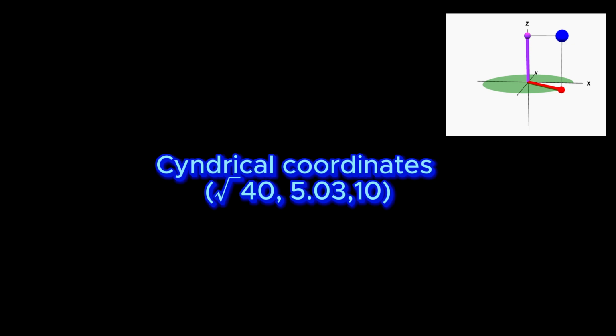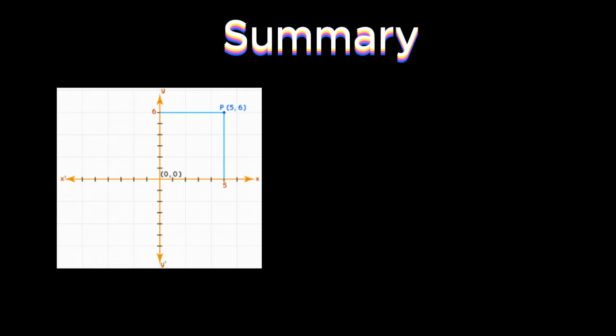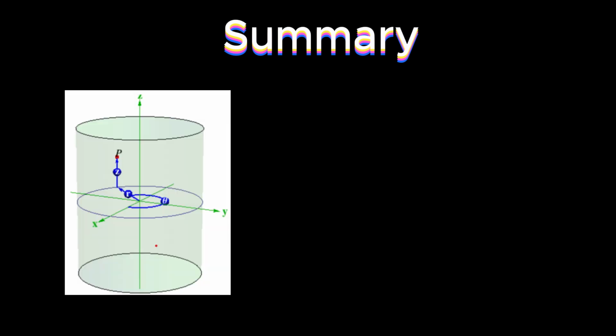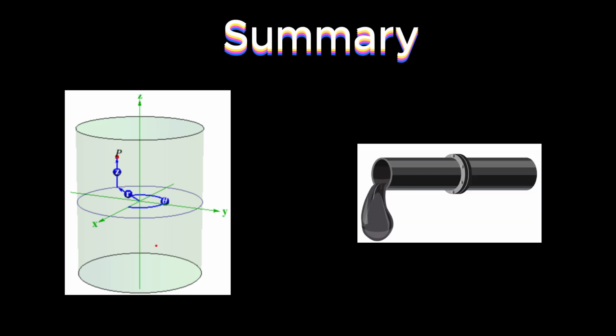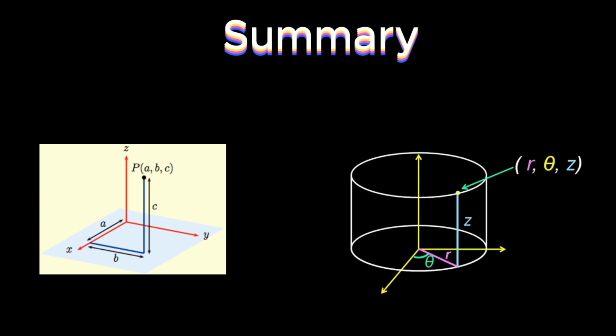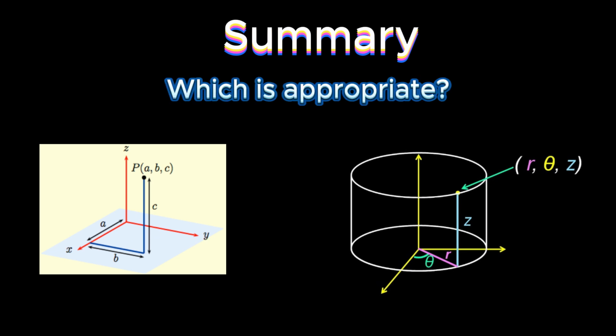In conclusion, the Cartesian coordinate system describes the location of a point in space, while cylindrical coordinates are useful for dealing with problems involving cylinders, such as calculating the volume of a round water tank or the amount of oil flowing through a pipe. In each of the following situations, we determine which coordinate system is most appropriate and describe how we orient the coordinate axes.